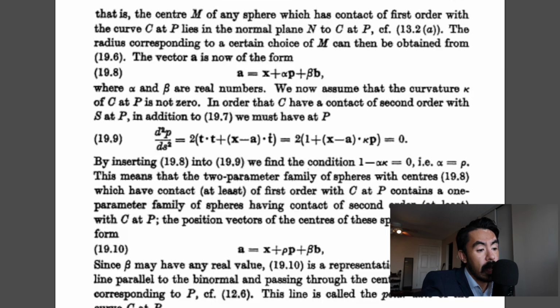is equal to 2 times the quantity 1 plus vector x minus vector A dot product with the scalar curvature times vector p, which is equal to 0.